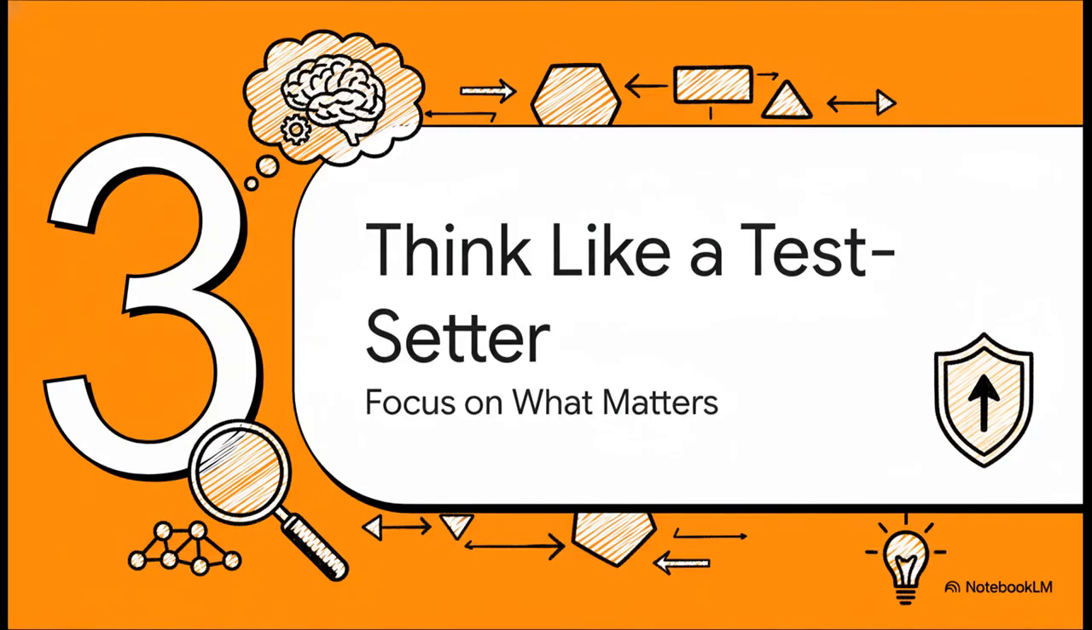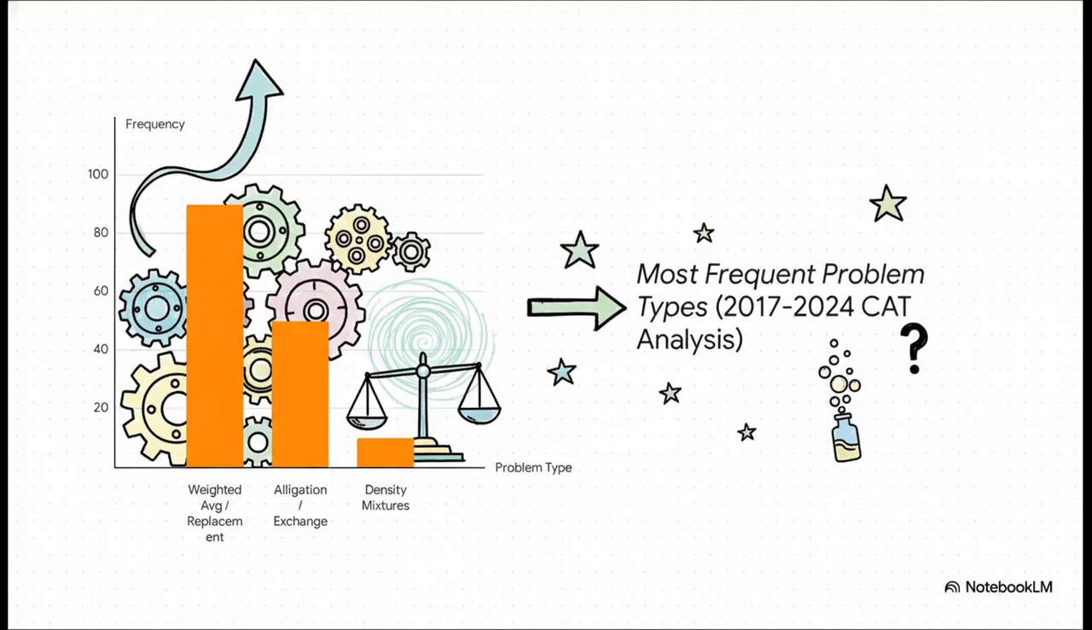So you see, the big takeaway here is that it's not enough to just know the formulas. You have to start thinking like the people who actually write the exam questions. It's all about developing a strategy and focusing on what really truly matters. And if you need proof, here it is. This is the data from our analysis of the last 8 years of CAT papers. It shows a very clear pattern.